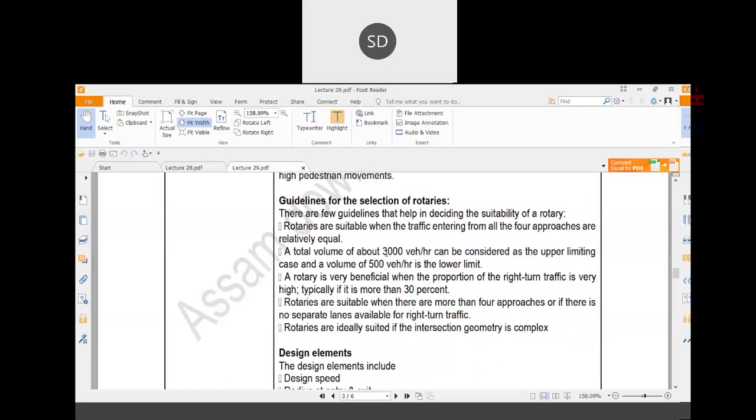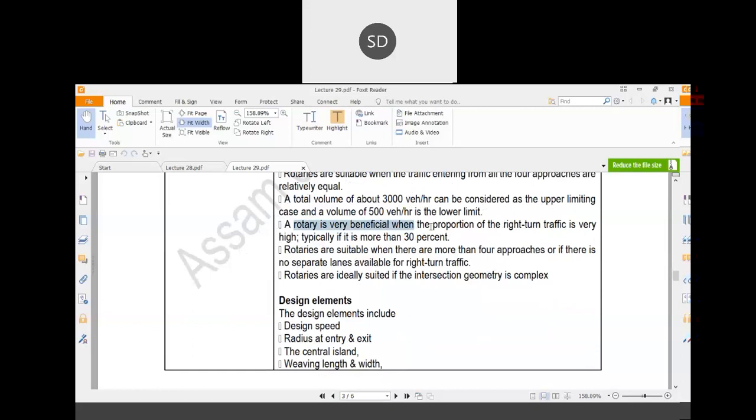A total volume of about 3,000 vehicles per hour can be considered as the upper limiting case, and a volume of 500 vehicles per hour is the lower limit case. So basically, if you observe your traffic volume as 500 vehicles per hour or more, you can consider upgrading your intersection to a rotary intersection. But as soon as it reaches 3,000 vehicles per hour, you cannot go for the rotary intersection. You have to go for another type of intersection, like a grade separated intersection or a signalized intersection.